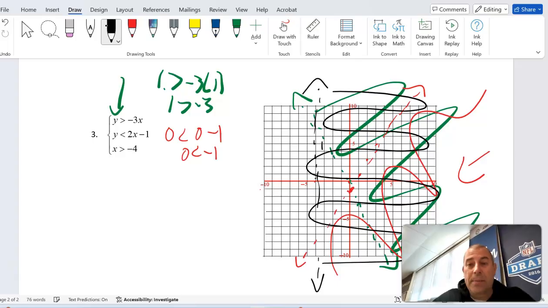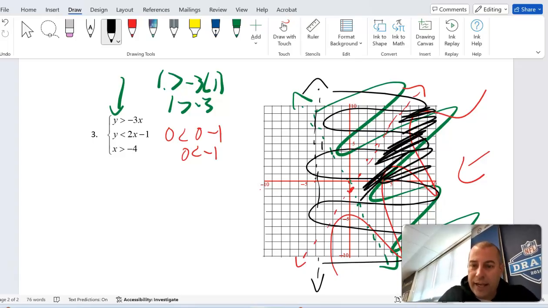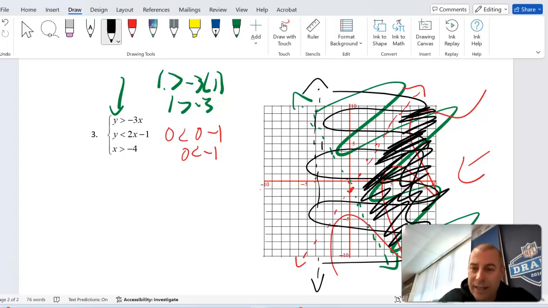Now, people, it's messy, which is why you want to focus in on an area. My answer ends up turning out to be everything that's there. So no matter what ordered pair I grab in there, that's my answer.